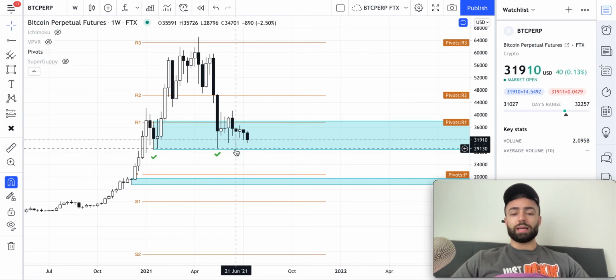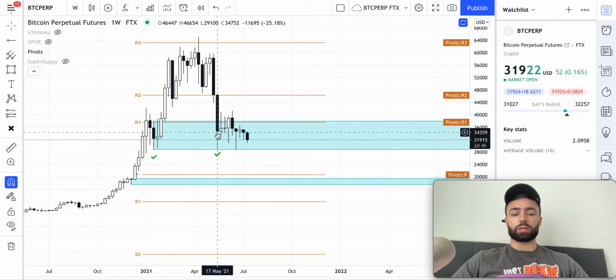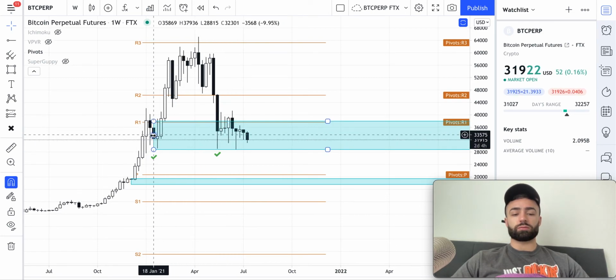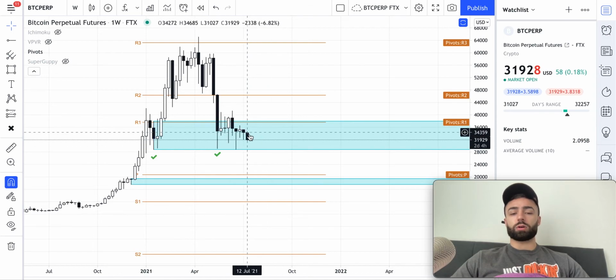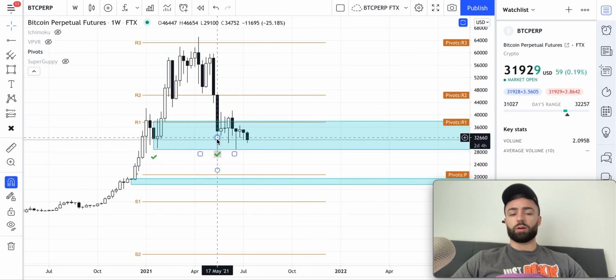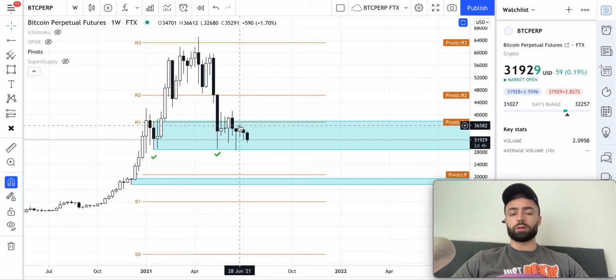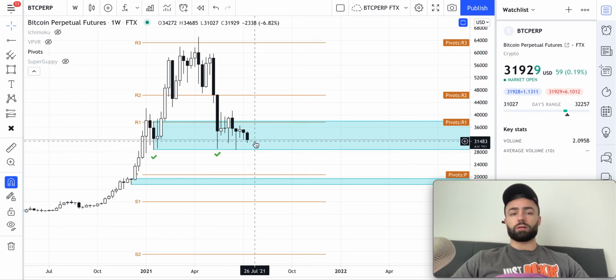We came down again and formed a lower low, but we didn't close below these key lows. This one here from May 17th and this one from January 18th. We came up, formed another lower high, and now we're coming down again. Now the question is, are we going to form a higher low? The other question is, are we going to push right through this light blue support zone and close below it? Because we've already bounced twice from this level.